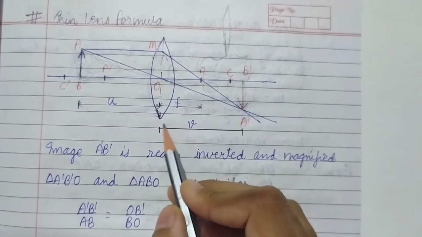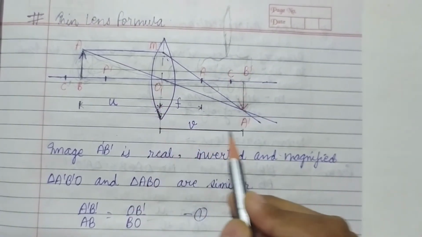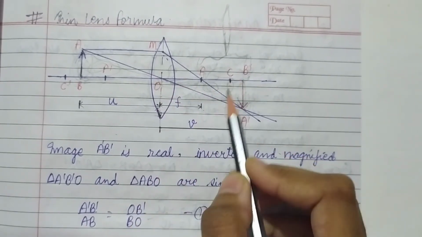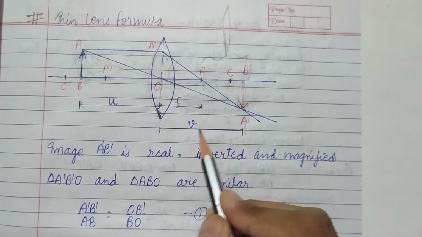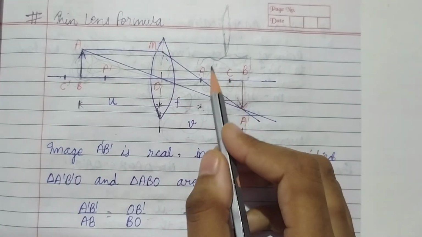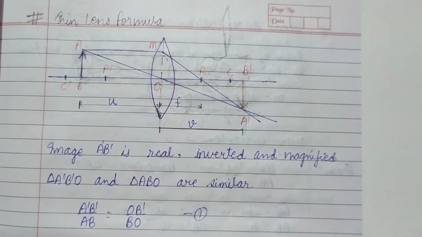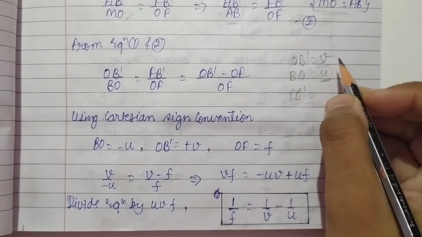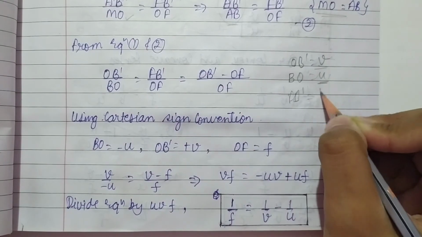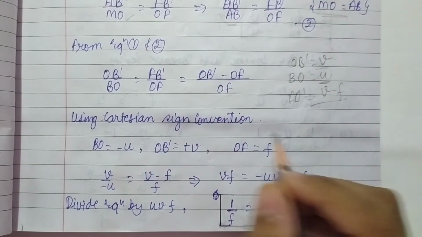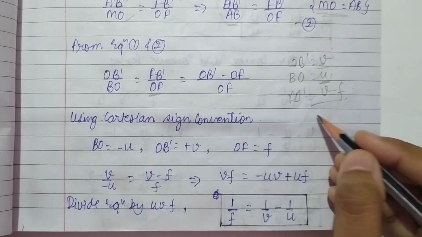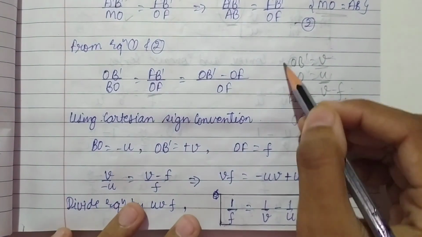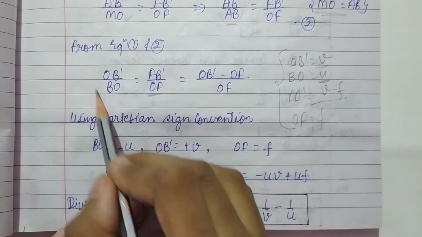So how can we find it out? Can we take OB' and subtract OF, then we will get this distance FB'. So this distance is v minus f, we will be having FB'. Okay, so that is what we have taken. FB' we can put as v minus f. And what are we left with? We are left with OF. OF is simply the focal length. Okay, so we have substituted all these values in this equation.